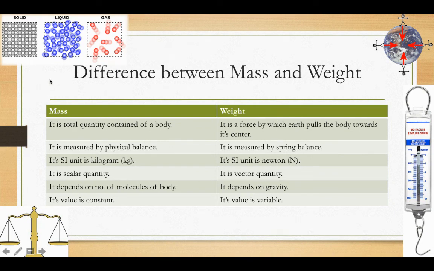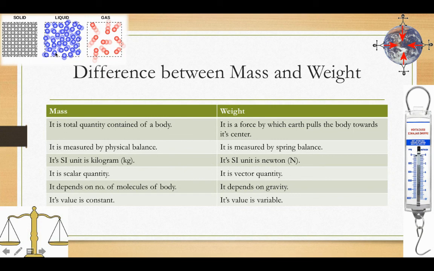Mass, as I already told you, is the total quantity content, so it has just magnitude. It has value, but it has no direction. That is why it is a scalar quantity: only magnitude, but no direction. Whereas weight has magnitude, because it has a certain value, plus it has direction. Weight always has direction towards the center of the earth. So since weight has both magnitude as well as direction, it is called a vector quantity.